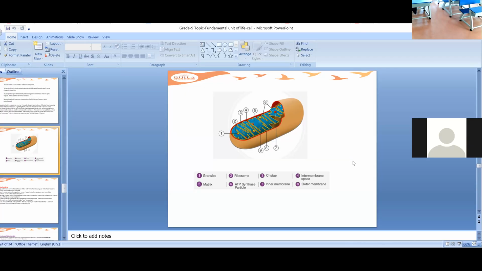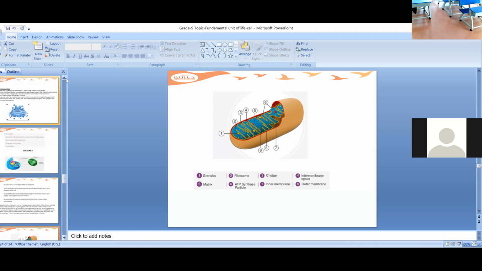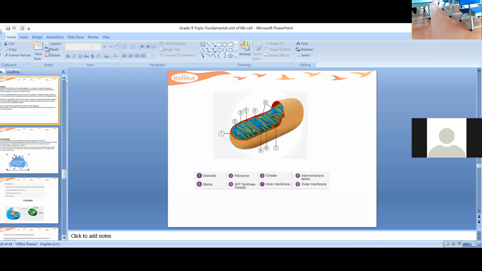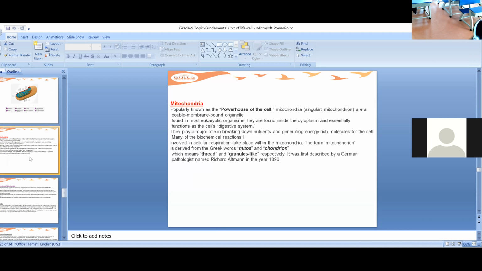So we were discussing the cell organelles, different types of cell organelles. Today we'll see, children, about mitochondria. Mitochondria is called the powerhouse of the cell.